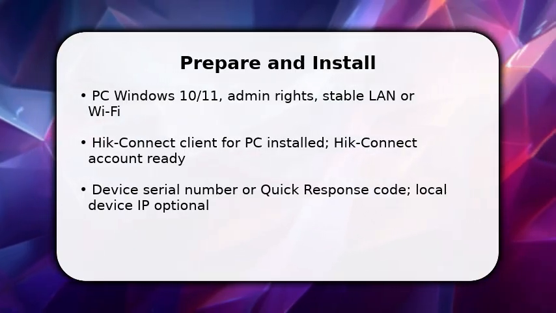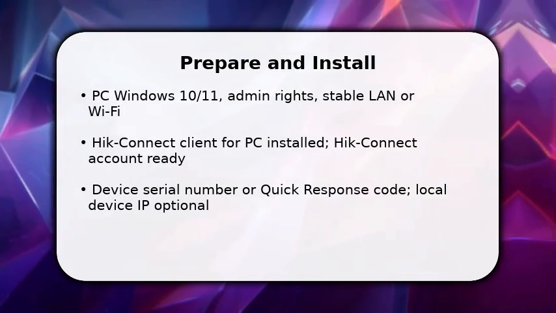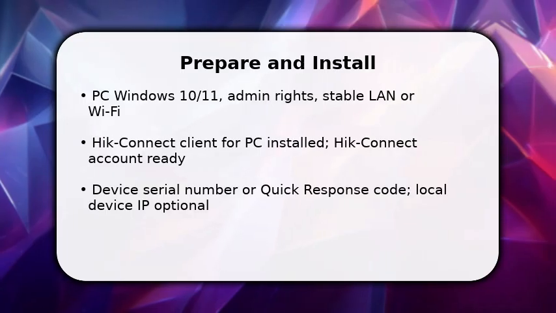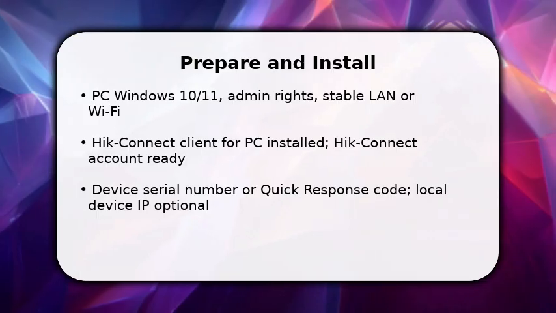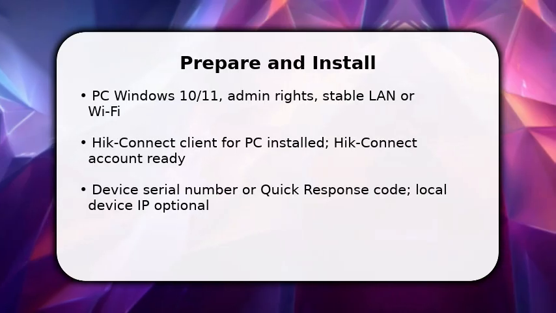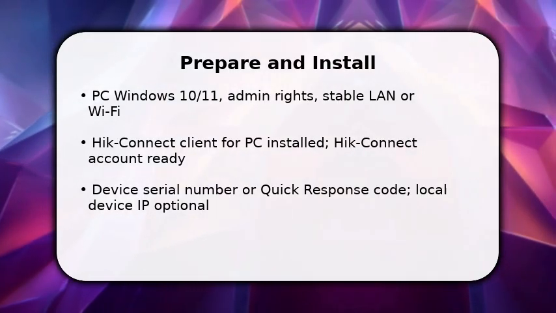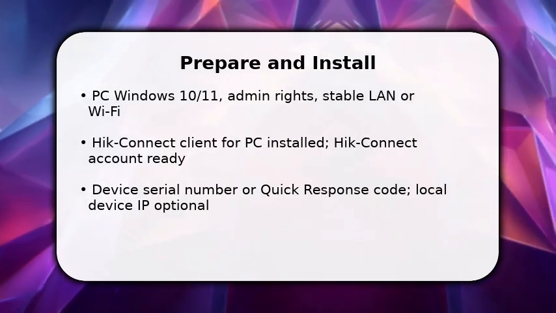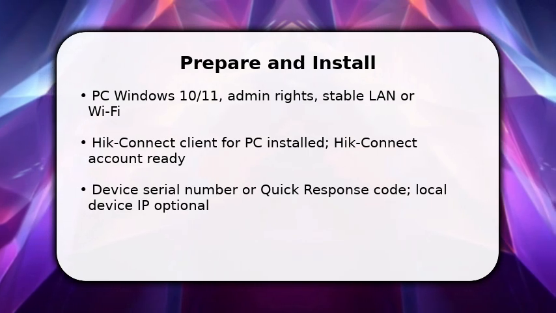You start by making sure your PC has admin rights and a stable network. This matters because device discovery uses local broadcast and cloud syncing. Once done, install the Hik Connect PC client and sign in with your Hik Connect account so devices associate to your cloud profile. Next, gather the camera or NVR serial number, and if you prefer local add, note its IP and admin credentials. That gives you everything needed to begin adding a device immediately, without delay.